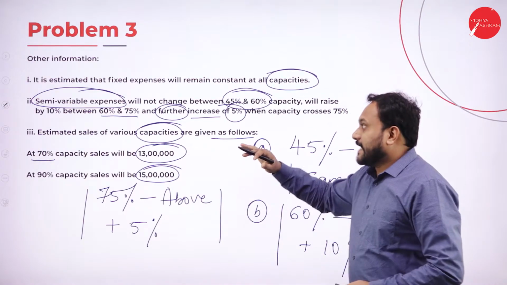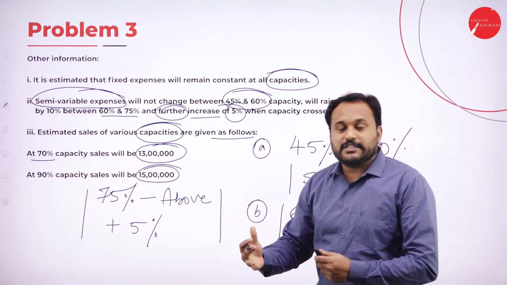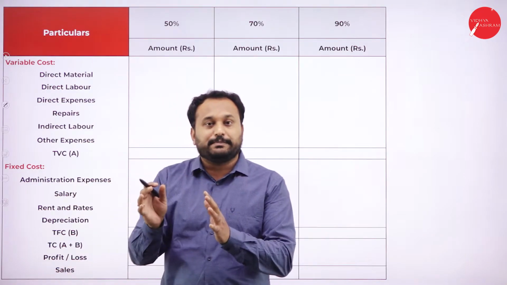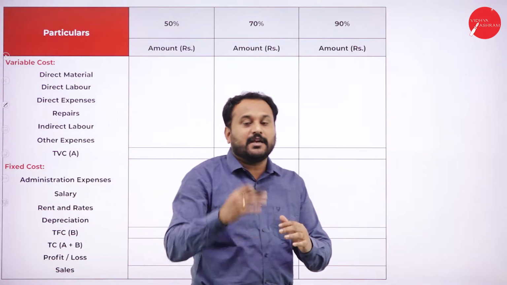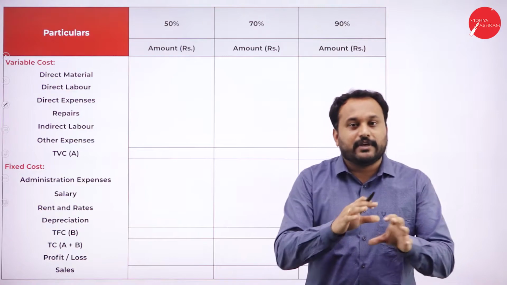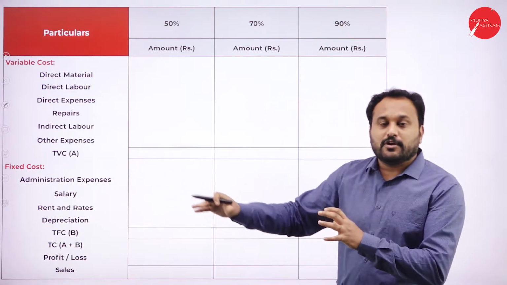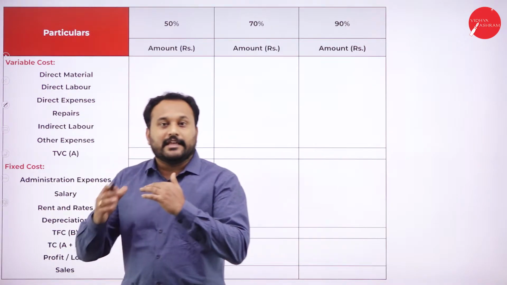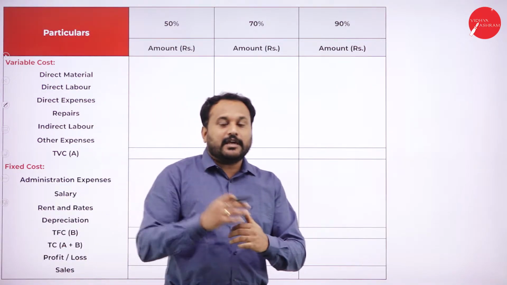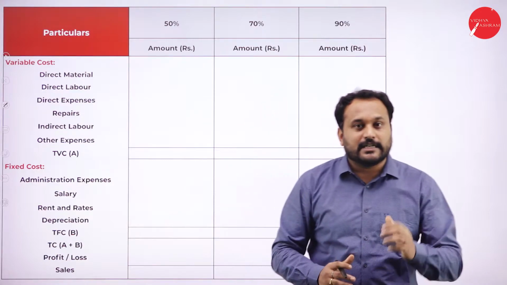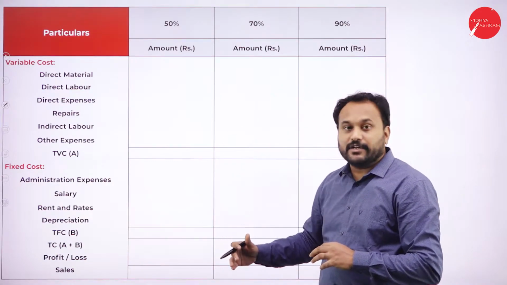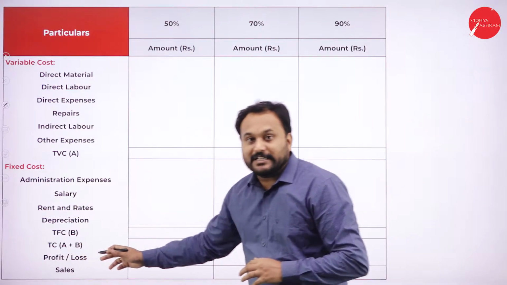Next one. Let's prepare the flexible budget tabulation. I have given you all the things: variable cost separate, then semi-variable cost separate. We'll add them and get TVC, total variable cost, which you denote as A. Then we go with fixed cost, fixed expenses. If we add both, we get total fixed cost, which you need to denote as B. And the last one here is TC, that is A plus B.